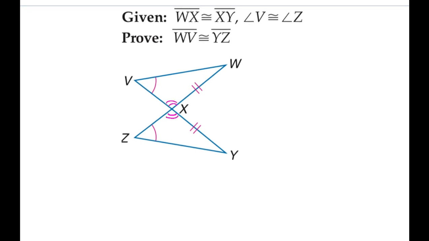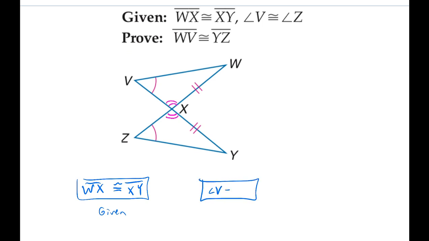So we have WX is congruent to XY. That was given. Oops, I forgot the little bars over it. We were also given angle V is congruent to angle Z. Okay, I almost put a bar over that, so that was given.